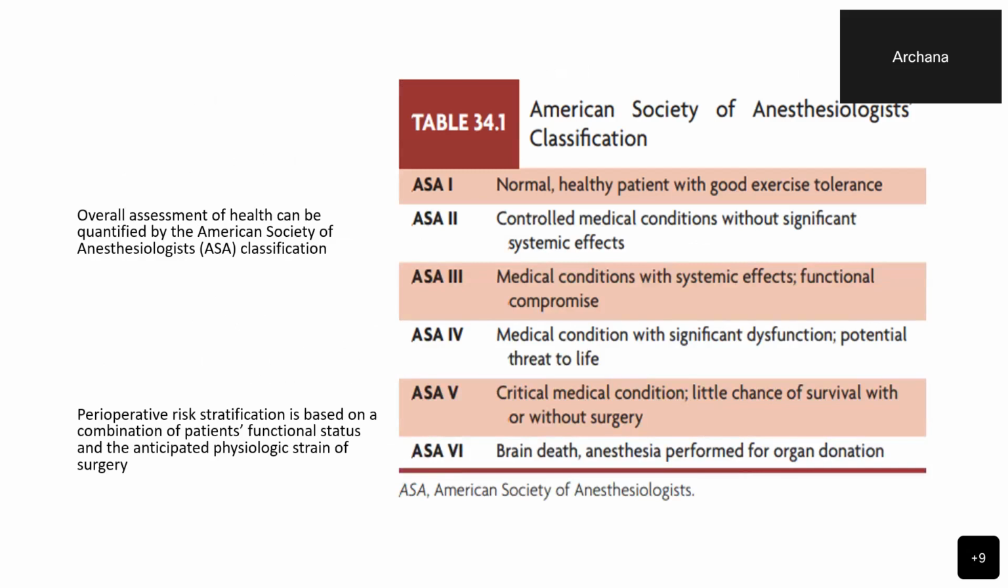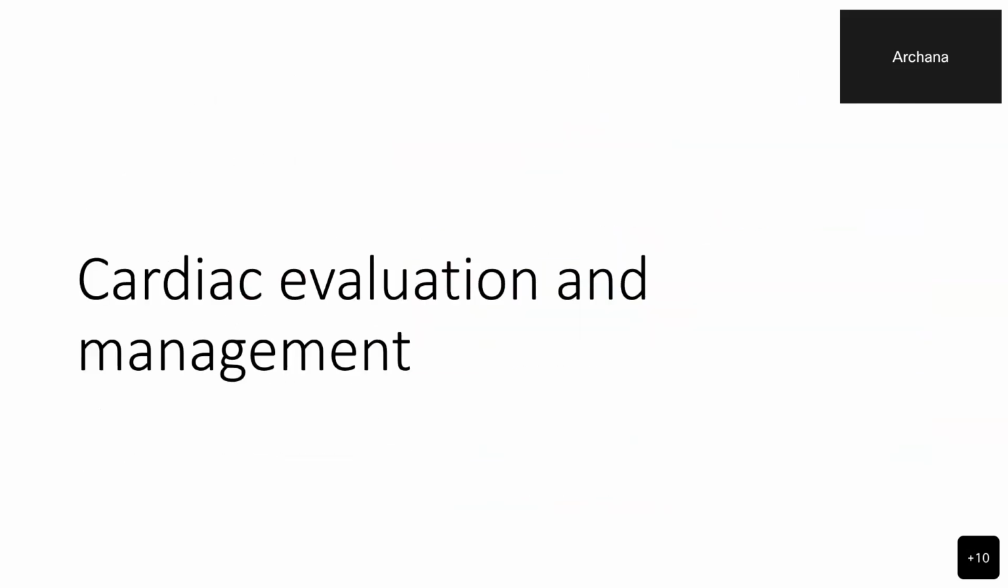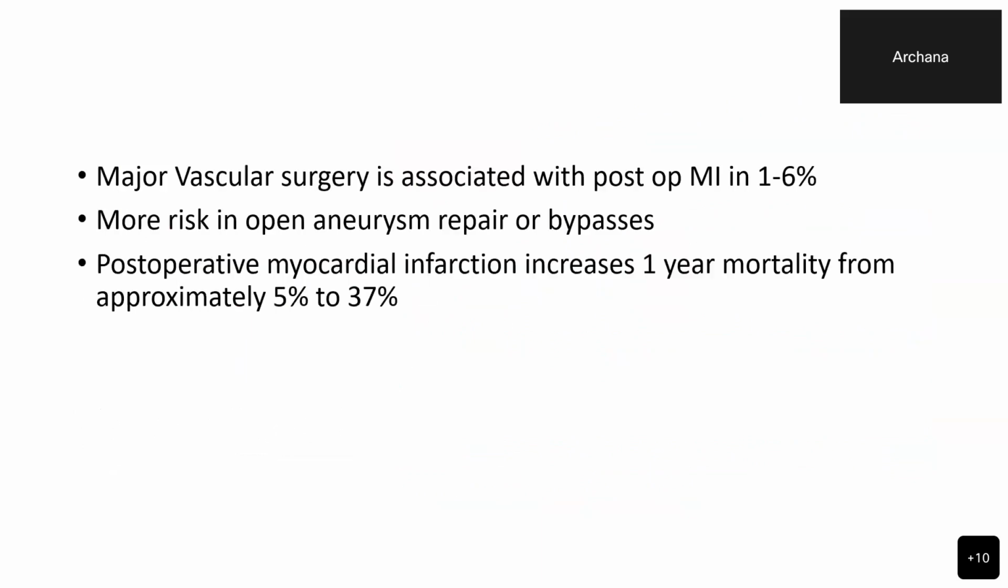It is classified routinely from ASA 1 to ASA 6. So coming to the detailed evaluation for each system, first I am starting with the cardiac evaluation and management. Major vascular surgeries are associated with post-op MI in 1 to 6%, and more in open aneurysm repairs. And post-op MI increases the risk of 1-year mortality from 5% to 37%.